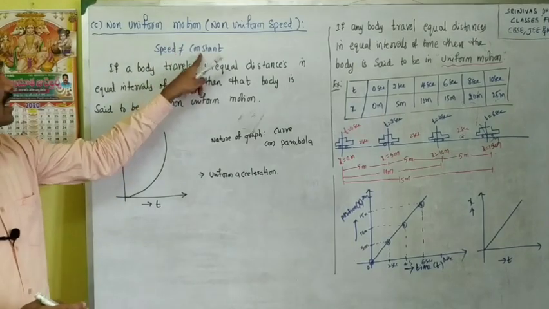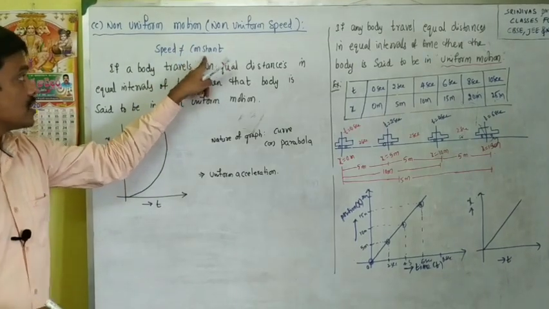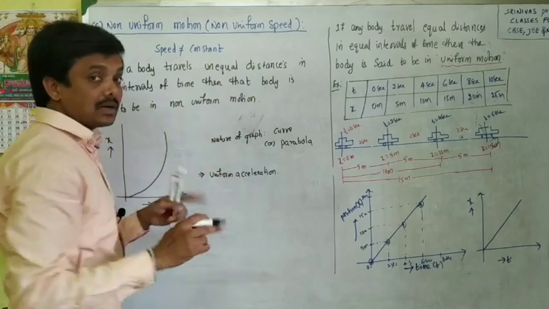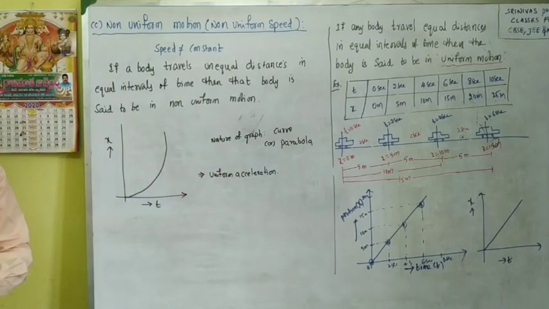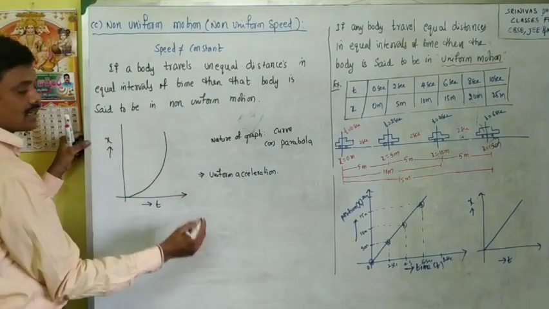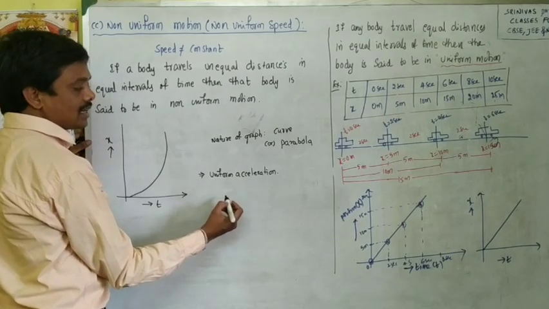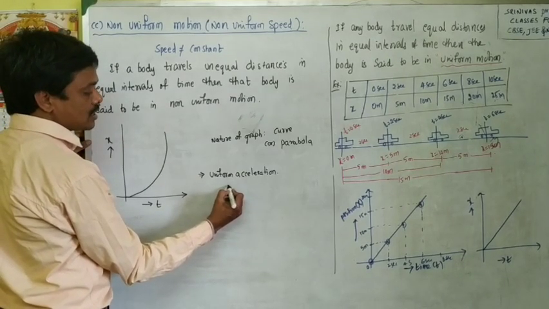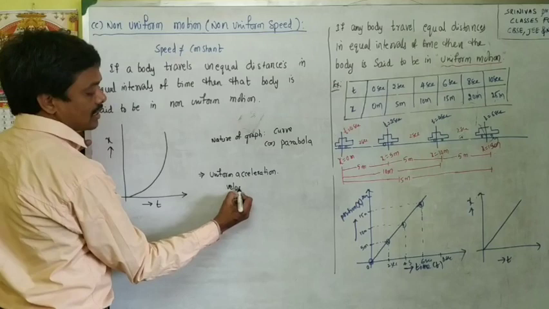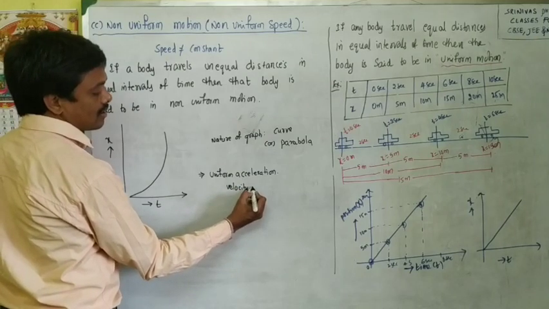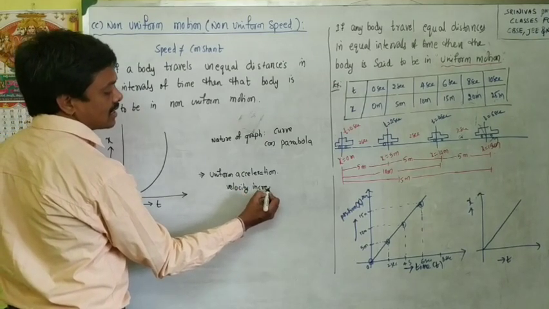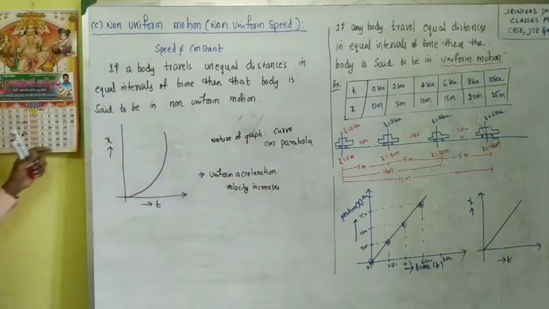Here the speed is changing, means velocity is changing. Speed is not constant, means it changes. Speed changes means it has some acceleration, right? And uniform acceleration. Here the velocity is increasing, speed is increasing. Velocity increasing uniformly.